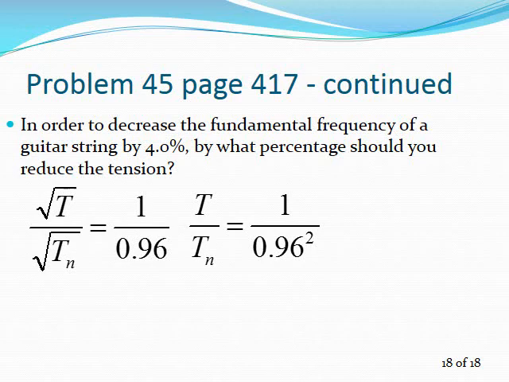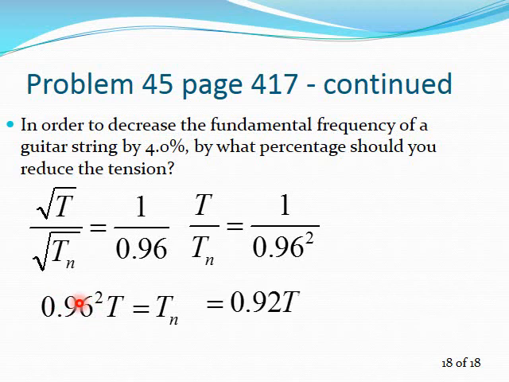Now I can solve for the tensions. So I'm going to cross multiply. I'm going to take the 0.96 squared and multiply it times my T. I'm going to take my Tn and multiply it times my 1. If I do that, I get this expression. So if I find the square root of this number, it comes out to be 0.92, or 92% of the original tension. So I need to reduce my tension by 8% in order to decrease my fundamental frequency by 4%.